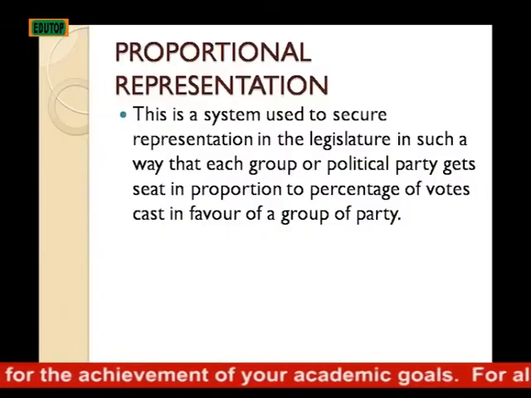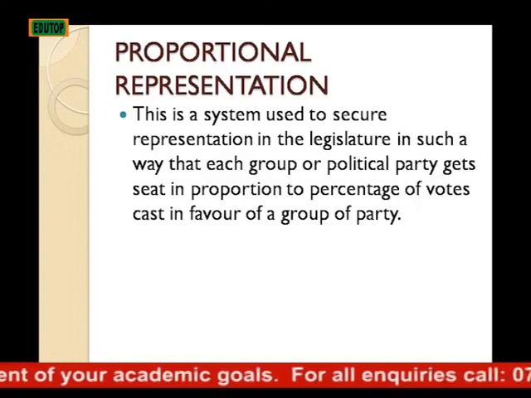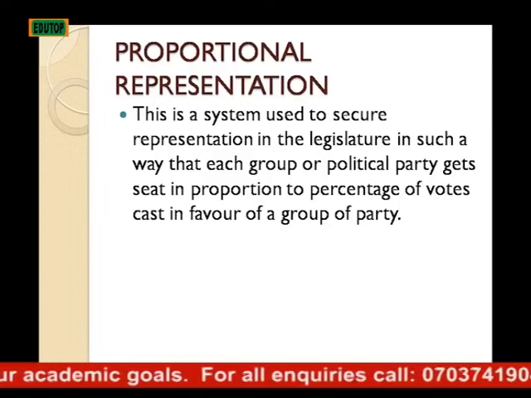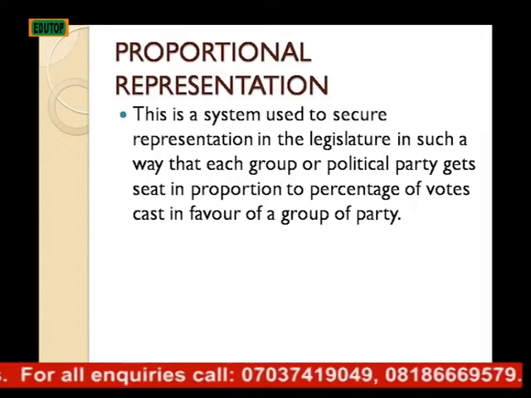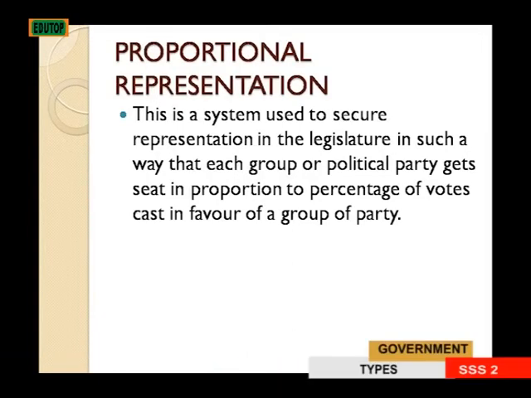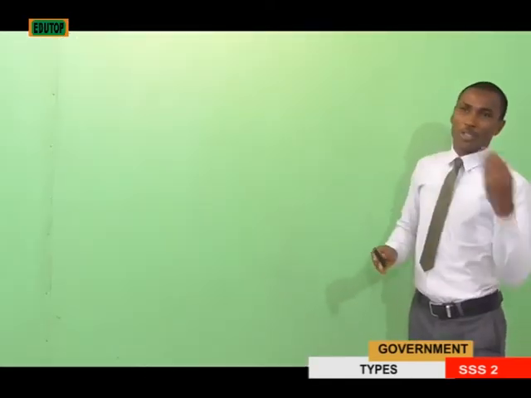We move over to the next type of electoral system, which is proportional representation. This is the type of election where representation in the legislature is shared in such a way that it reflects the percentage of votes cast in favor of a group or party. So the party that gets the highest vote gets the highest representation in the parliament, in proportional representation.